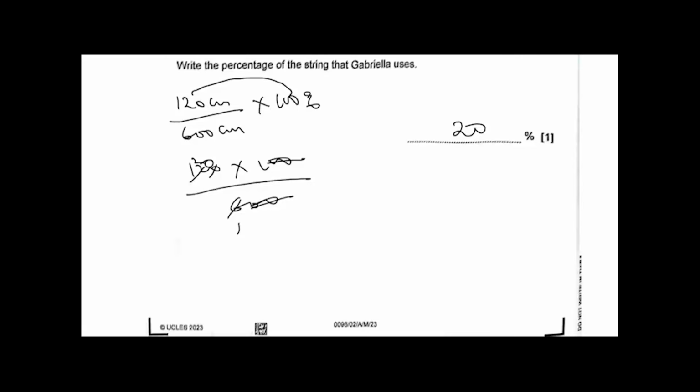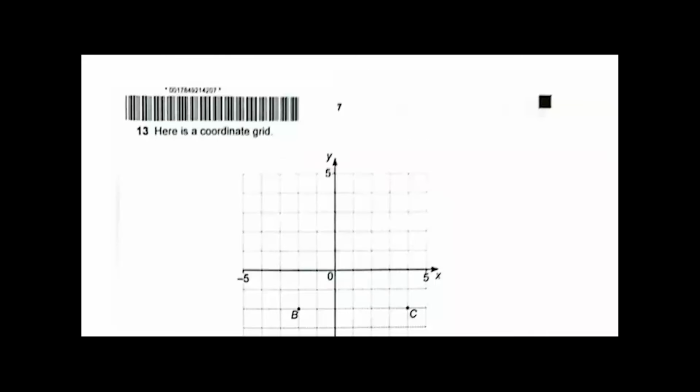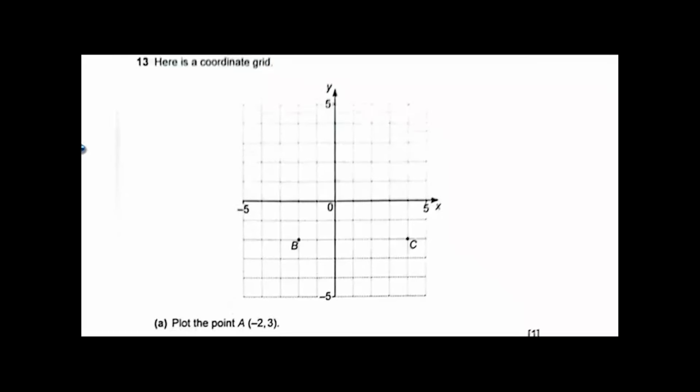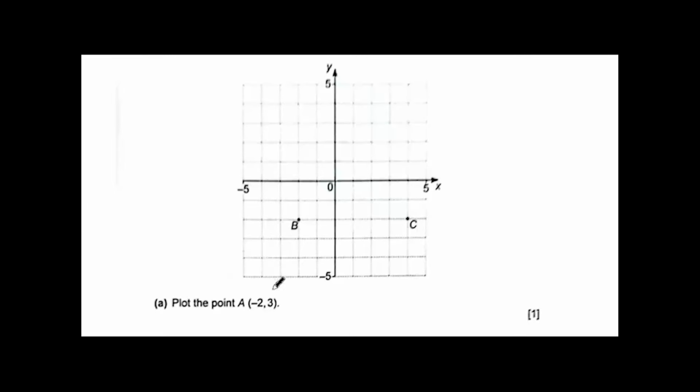So the next question here will be question 13. Here is a coordinate grid. Plot the point A with coordinates -2 and 3. So -2 will be here. This is the origin. -2 will be here, and then the value of y is 3. So I have to go up 3 times. 1, 2, 3. So it will be this point here. That will be the position of point A.